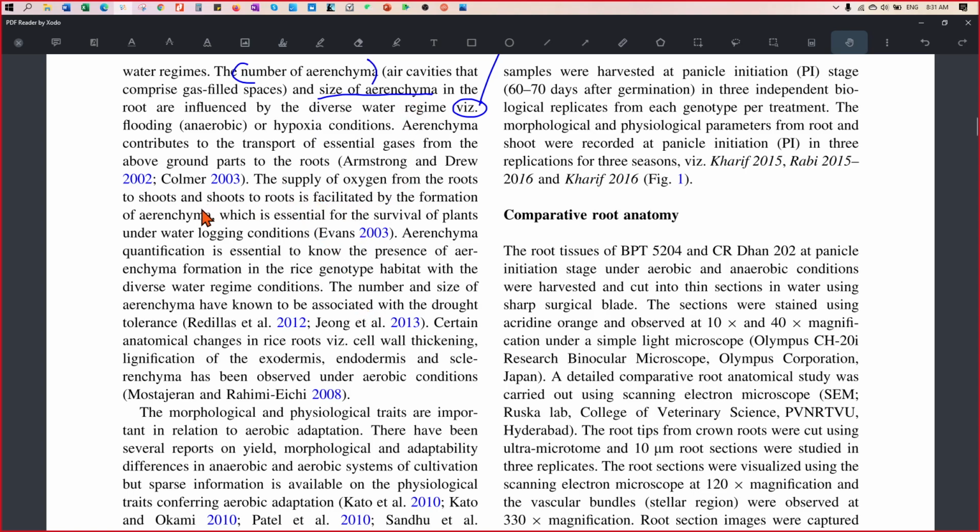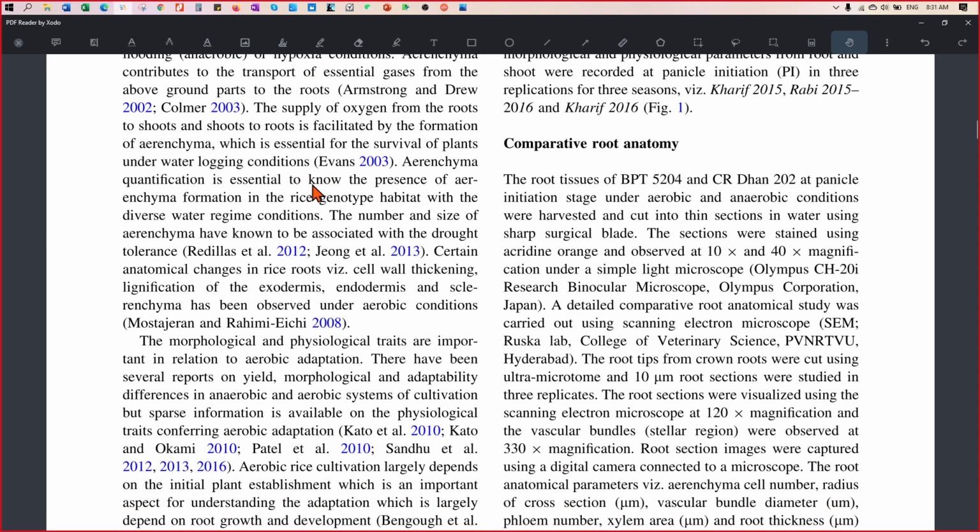The supply of oxygen from shoot to roots is facilitated by the formation of parenchyma, which is essential for plants under waterlogging condition. See, what I said is just been said here as well. Parenchyma quantification is essential to know the presence of parenchyma formation in the rice genotypes under different water regime conditions, the number and size and so on of the parenchyma, to be associated with drought tolerance. So it's very important to have this parenchyma for rice.